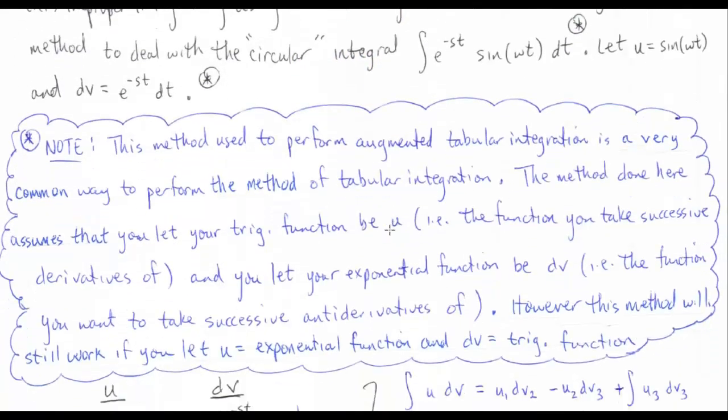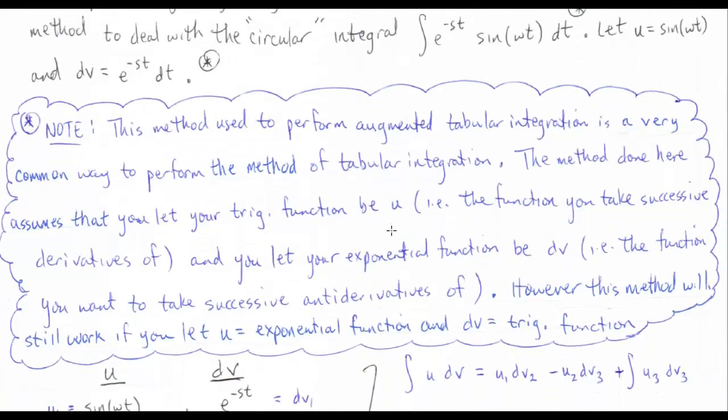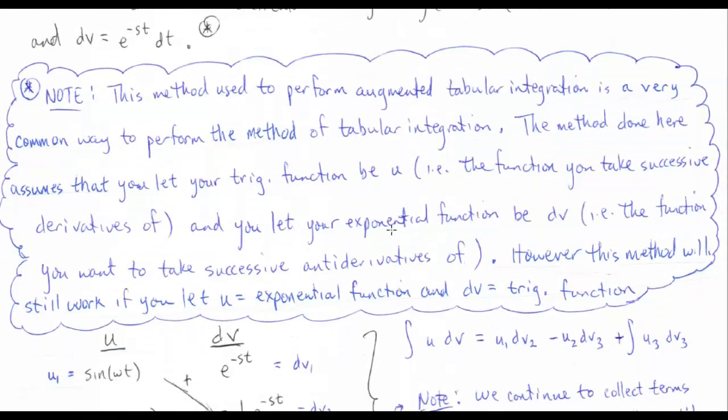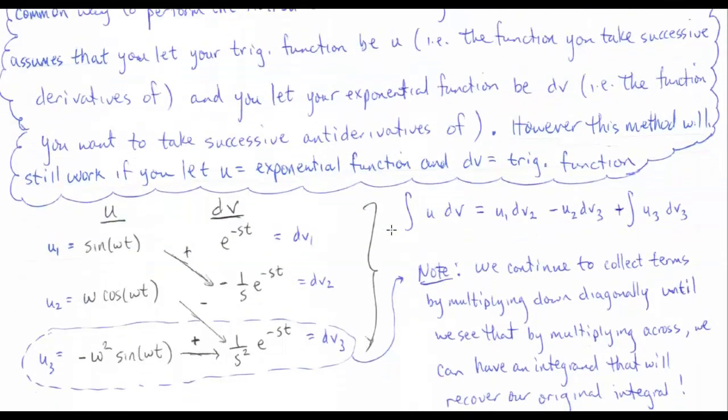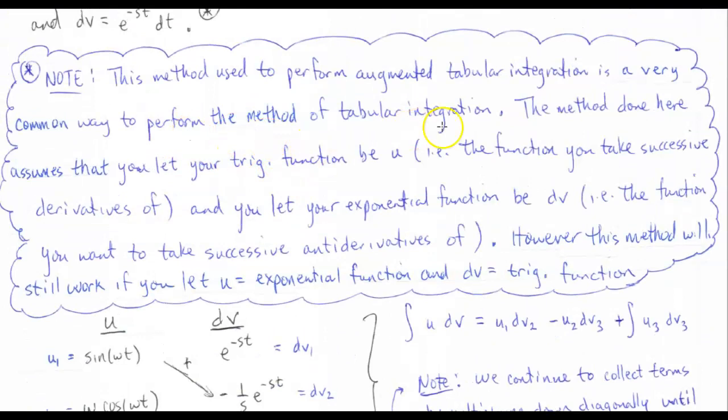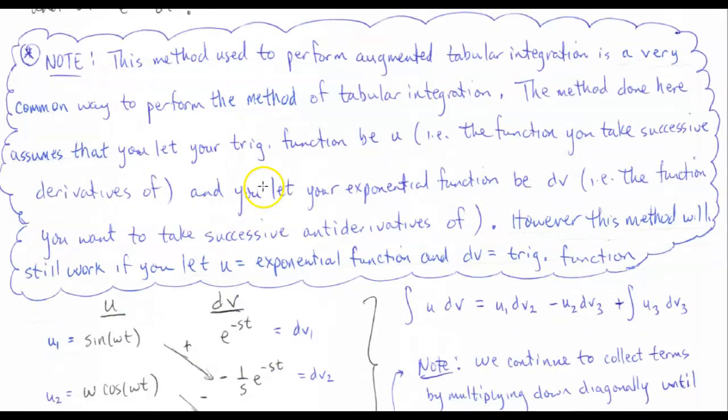And if you're not familiar with tabular integration, of course, I basically give you a formula for what that's like here. My comment here is just basically saying I've allowed sine to be my u and my e raised to the minus st, and I probably should put dt here as well, even though you don't have to.